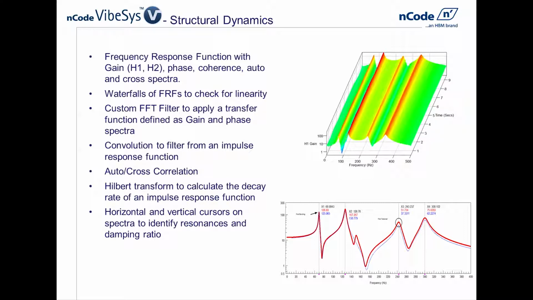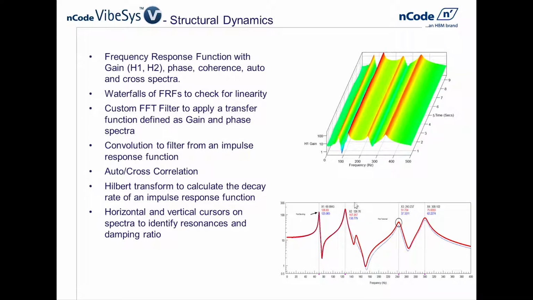We've got other features such as auto and cross correlation that can be useful to understand hidden periodicities in signals and features that are reproduced every so often in a signal. We've got a Hilbert Transform again that we're going to use here, but this time it'll be useful to find the damping ratio from an impulse response function. I'll illustrate that in a minute during the demo.